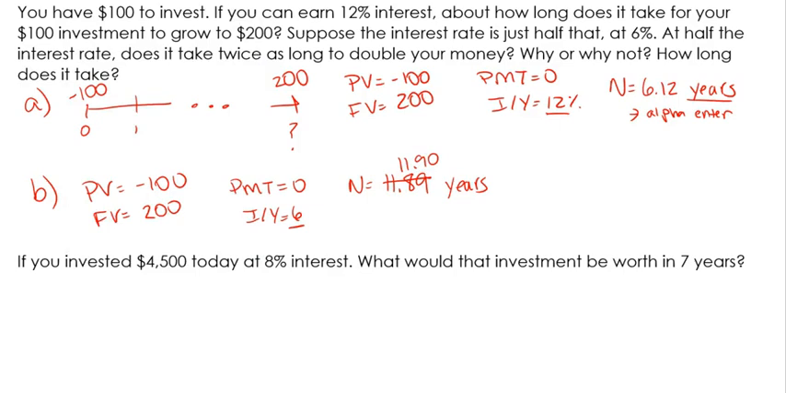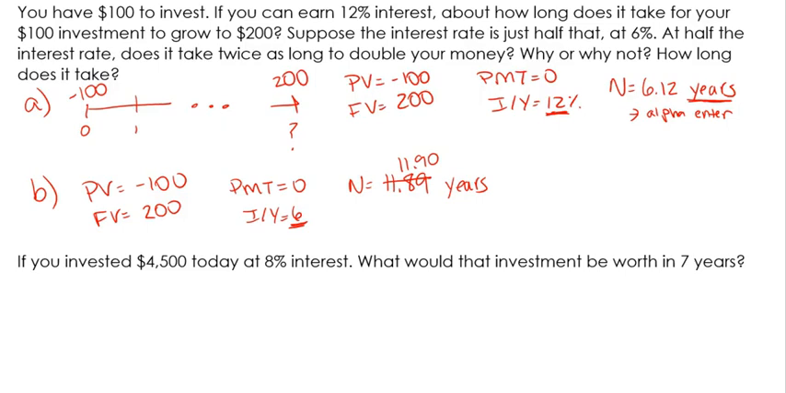So it didn't take exactly twice as long. If we were earning 12% on our investment, it took 6.12 years for our initial deposit to double. If we were earning 6% on our investment, then it takes 11.9 years for our investment to double. So even though the rate was half as much, it doesn't take exactly twice as long for our initial deposit to double. And that's because of compounding.